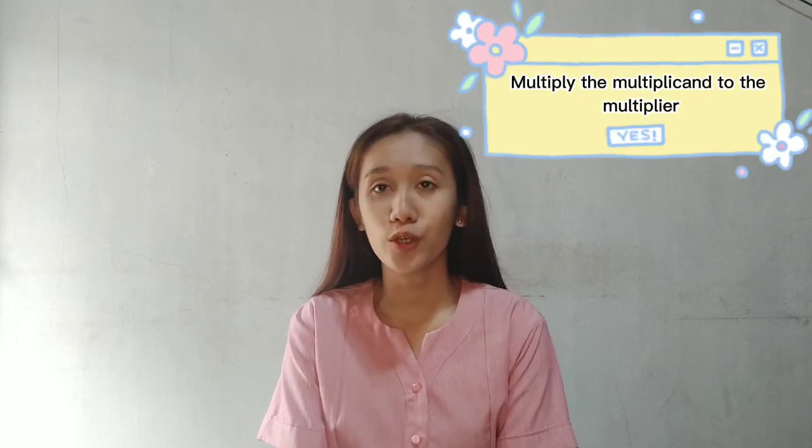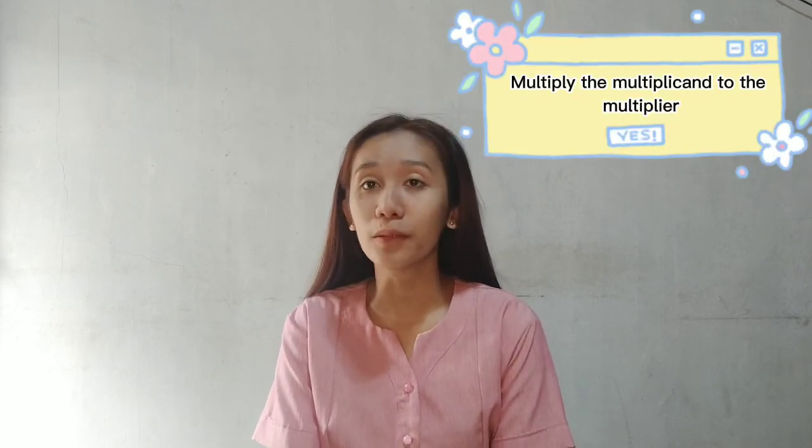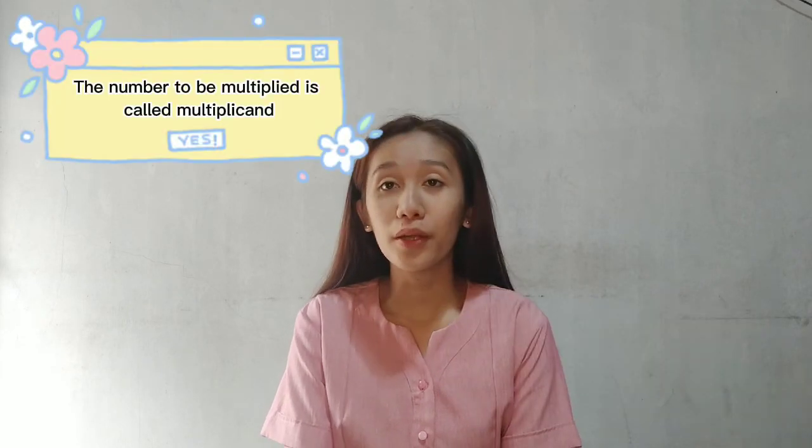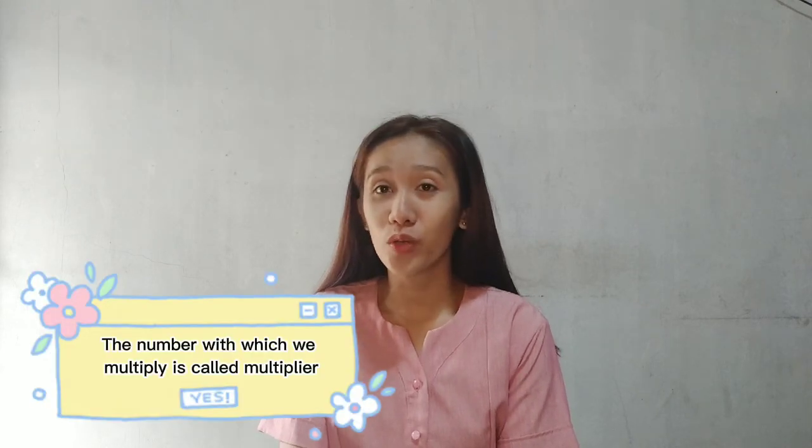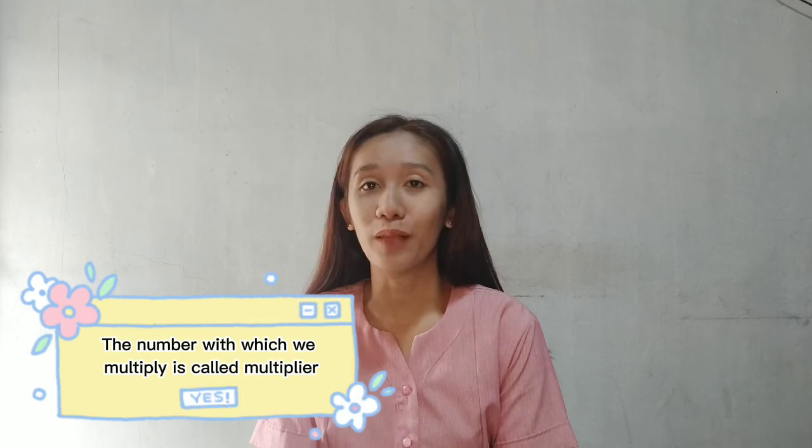In order to get the answer or the product, you have to multiply the multiplicand to the multiplier, and the result obtained is called product. The number to be multiplied is called the multiplicand, while the number with which we multiply is called the multiplier.